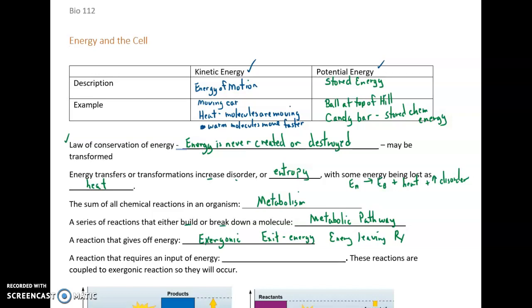Some reactions require an input of energy, and we call these endergonic. And it means that it's entering or going into. And so energy is entering the reaction. The body couples these two reactions together. If we have a reaction that gives off energy, we can use it to drive a reaction that requires energy. Otherwise, they would not occur.